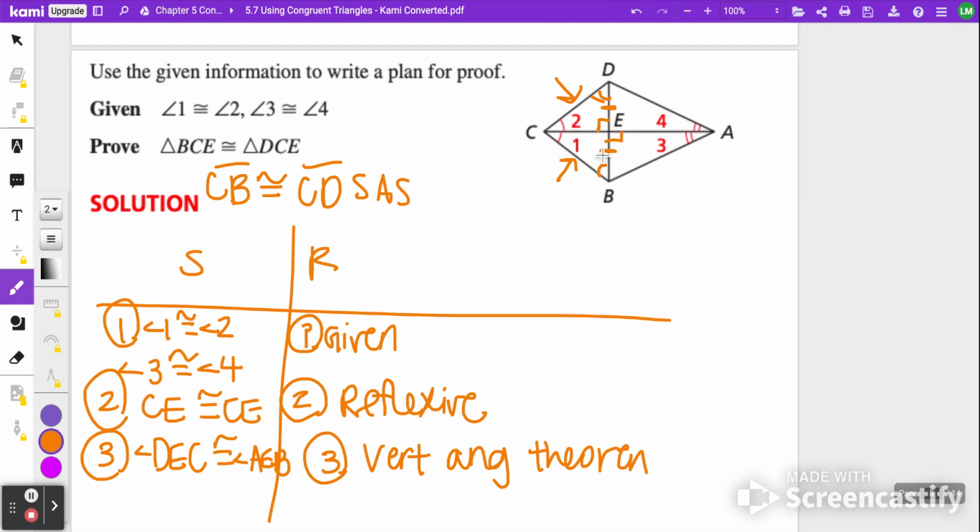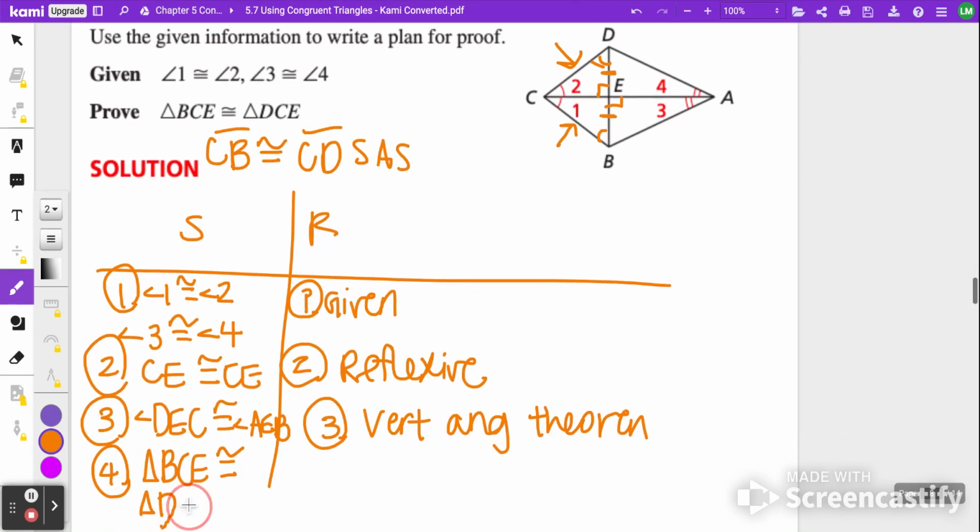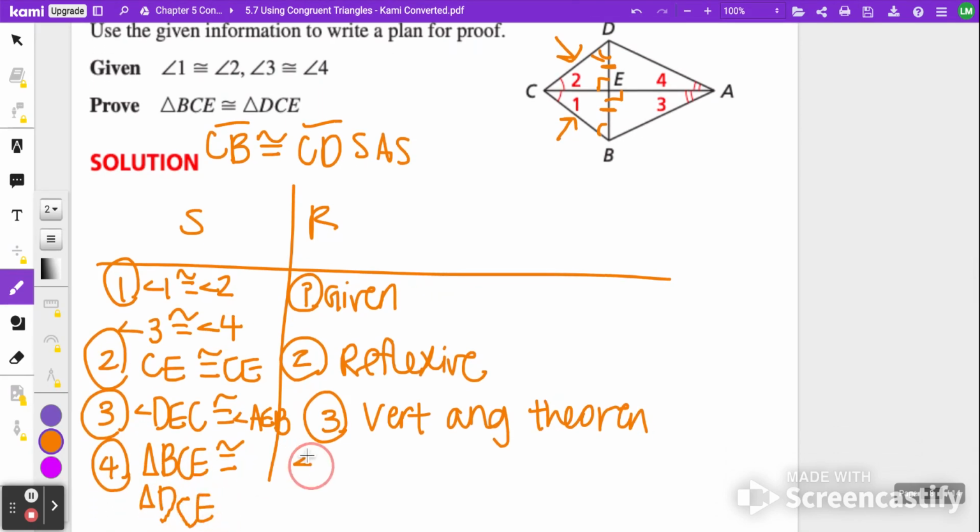So now we can say we have our side angle side theorem. So triangle BCE is congruent to triangle DCE using the side angle side congruence theorem. Okay, because now we have an angle, a side, and then another matching side from CE, right?